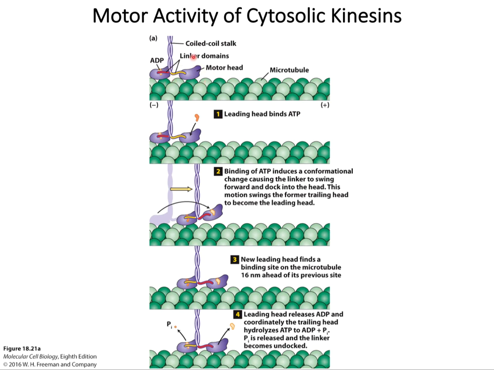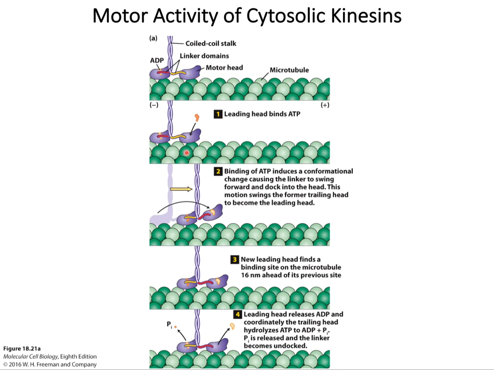Here are the two heads that are bound to the microtubule. The current leading head is not bound to any nucleotide. And when the globular head is not bound to the nucleotide, it interacts with the microtubule very tightly. And remember that this is true for myosin as well. When the myosin molecule is bound to an actin subunit and it is not bound to a nucleotide or ATP, this interaction is very strong.